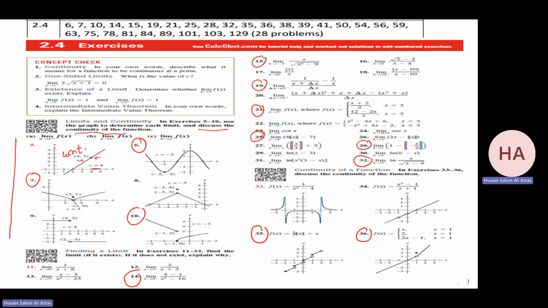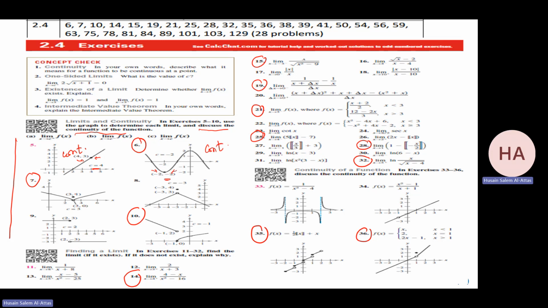So it's continuous everywhere. We're not talking about any point c, where c is the point chosen. So the same thing here, right equals left, the same, and everything equals -2, so it's continuous everywhere.